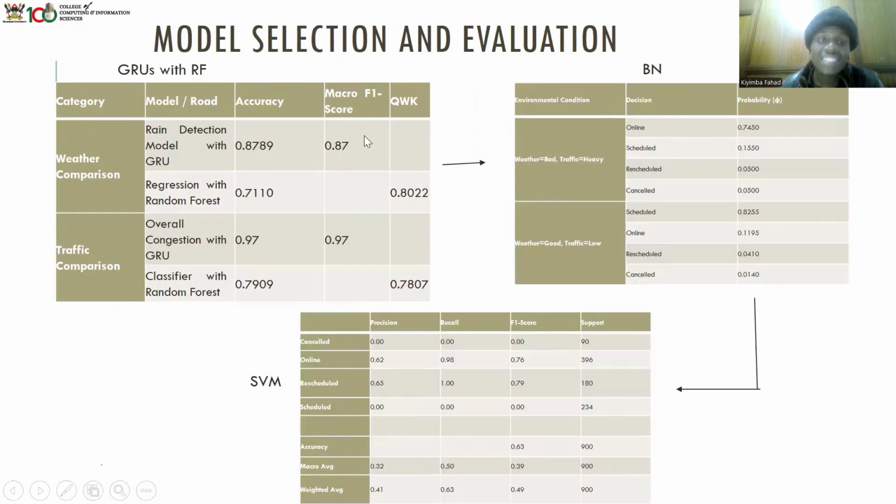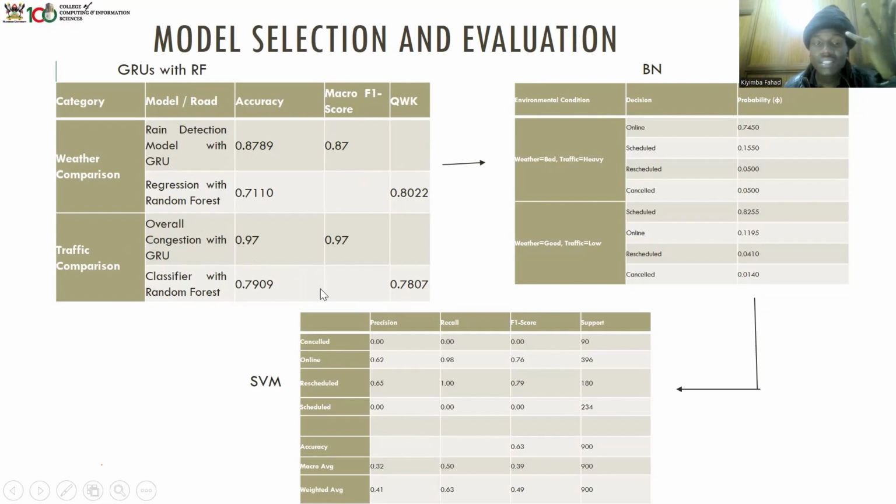So these are the results for the model selection and evaluation. Here we had the weather and traffic using the GRU and random forest regressors. The regressors got 0.7 accuracy, and this got 0.8 accuracy. So we had to take the GRU for this case, okay? Its corresponding score was a little bit high compared to the regressors. Also for the traffic, we see that the GRU is also performing very high compared to the random forest classifiers.